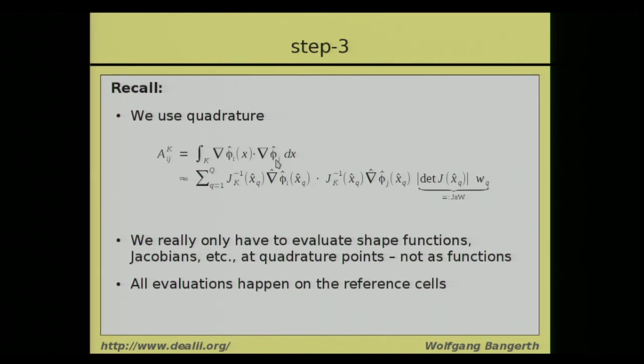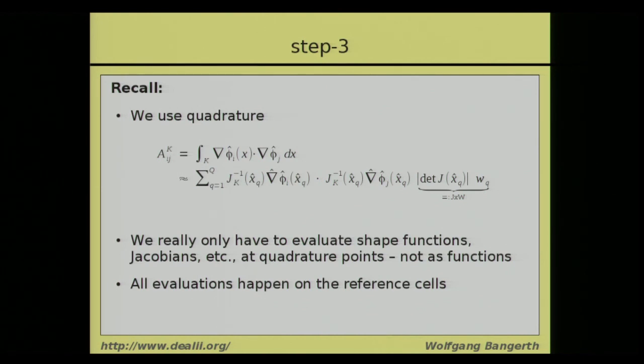So phi i and phi j on the reference cell are polynomials, but if you map them, they're still polynomials. But if you take the gradient, you have to multiply this with the inverse of the Jacobian of the mapping, and that is a rational function. So the integrand that we have here is a rational function for most arbitrarily shaped cells. So there is no real good way to integrate rational functions exactly. And what you have to do in order to do this is you have to use quadrature.